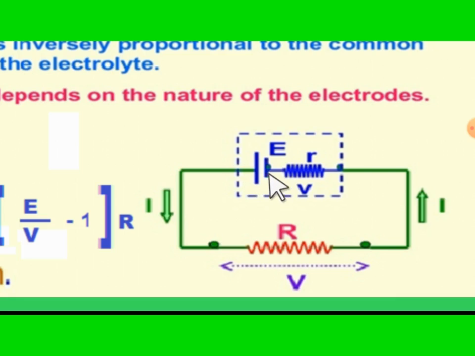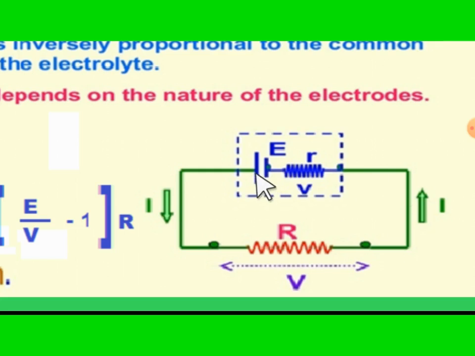And what happened? This external circuit is completed, and current is flowing opposite to the motion of those free electrons, starting from the negative terminal of the cell through the external circuit, and it comes to the positive terminal. This is outside the cell, so we call it the external circuit.